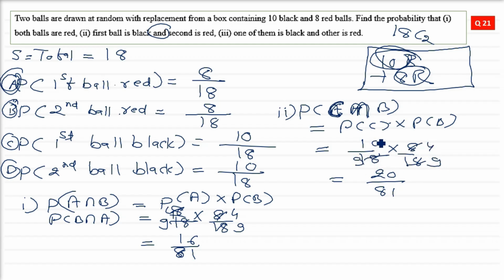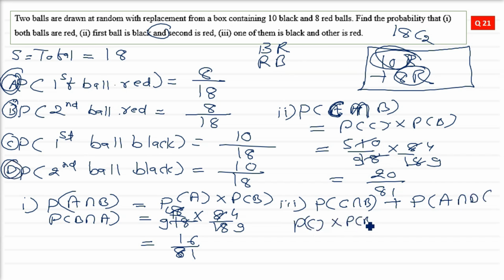Now this becomes very important for the third part. Why does it become important for the third part? The third part says one of them is black and the other is red. It is not specifying the first one or the second one. It's just saying one of them should be black and the other should be red. So it can be black, red and red, black. So we are actually adding two probabilities. What is the first black? This time I'll not make a mistake. It's PC intersection B because the first is black and second is red. Now first is red and second is black. That is A intersection D. So PC multiplied by PB plus PA multiplied by PD.